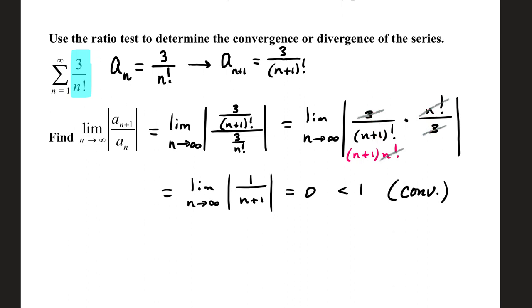Over here to your far right, the numerator, 3 over (n plus 1) factorial, your (n plus 1) factorial can be rewritten as (n plus 1) times n factorial. That will allow you to get some good cancellations with the 3 and the n factorial. The only thing left is 1 over n plus 1, and as n approaches infinity, this fraction will approach 0. That is a value less than 1, so we have an absolutely convergent infinite series.